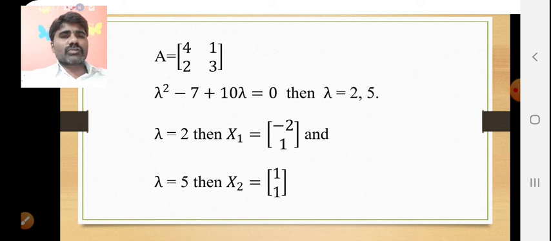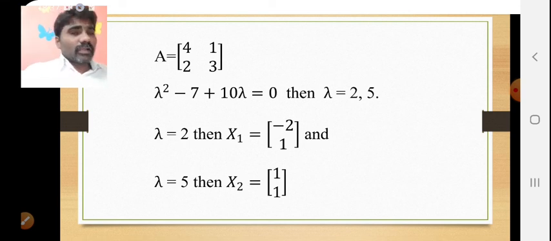For lambda equals 2, the eigenvector is x1 equals (minus 2, 1), and for lambda equals 5, x2 equals (1, 1). Here there are two distinct eigenvalues, so now it is no problem. For two distinct eigenvalues we will get two independent eigenvectors. In the earlier case the eigenvalues were not distinct, 0 and 0 are the same, but still we have three independent eigenvectors.